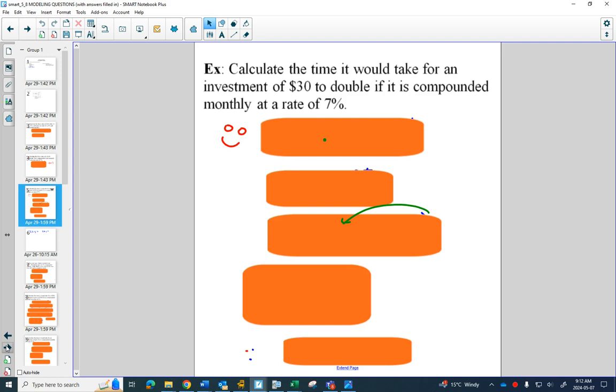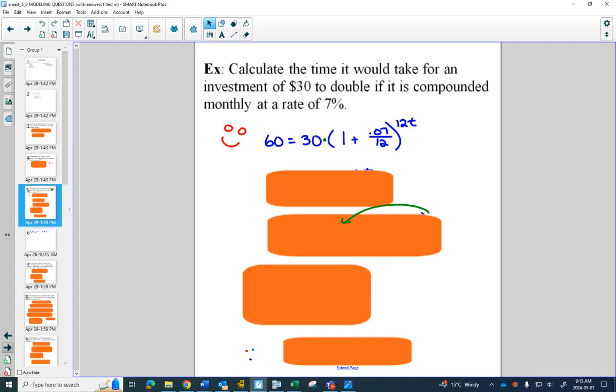Used to be that you could, this is a more typical type of question because it's asking you to calculate a time that it would take for an investment of $30 to double. So when we plug things into our formula, you would start with $30 and you would get to $60. And now the time that we're solving for is in the exponent. Earlier on in this unit, the only way we could solve this is to put this into y1 and this into y2 and find out where those graphs intersect.